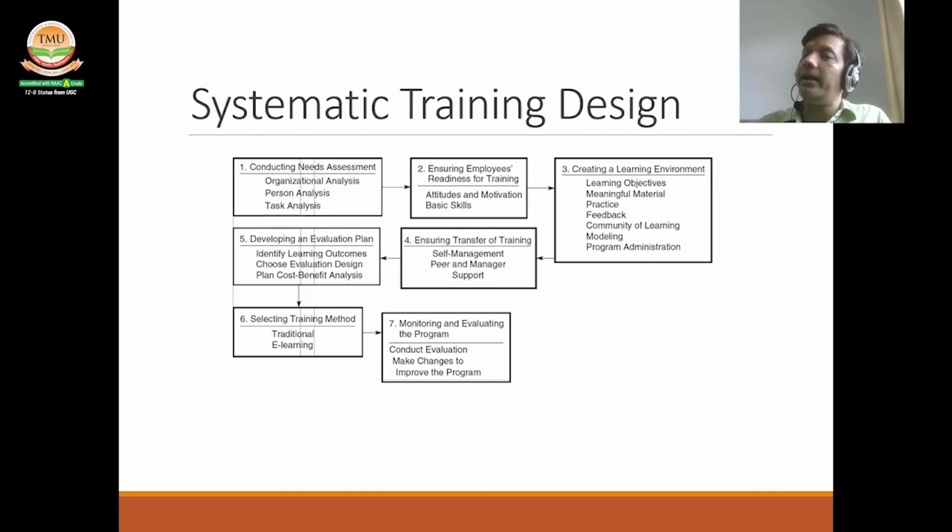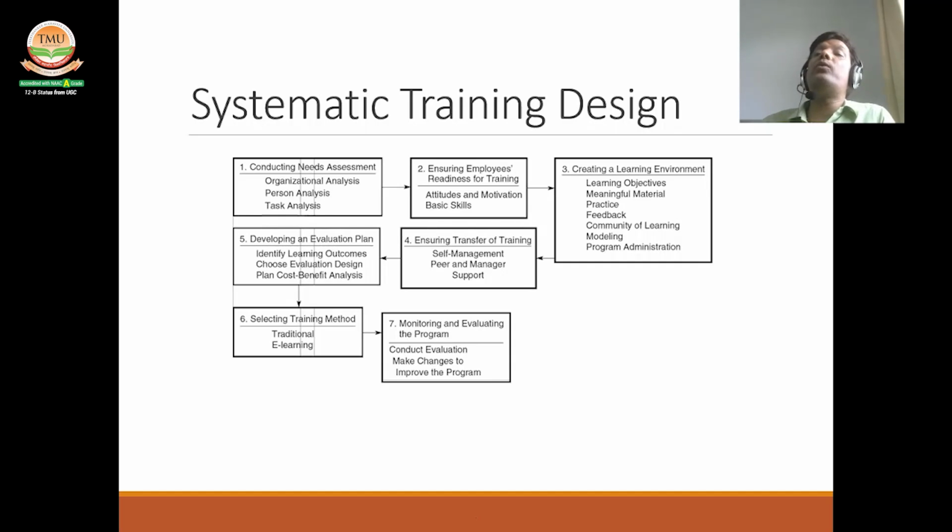Evaluation plan means how the training will be evaluated, whether it was fruitful and profitable or not. You have to develop a proper plan. If you are able to develop a good, strong plan, then you will be able to evaluate your training sessions very well. This is what you have to do.